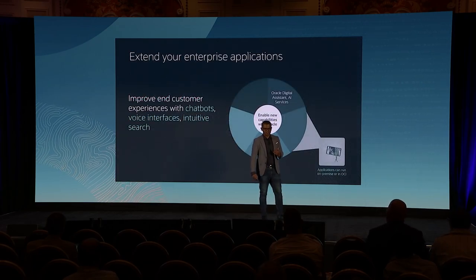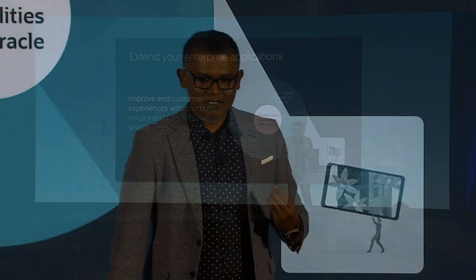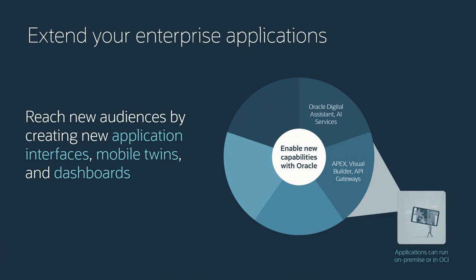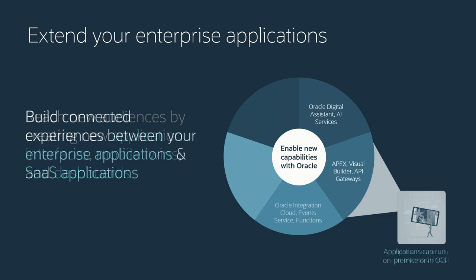So how can you extend your enterprise applications, and what can you do? One thing is you can choose to improve end customer experiences with chatbots and voice interfaces, and we have a set of AI services that can sit on the perimeter and extend your apps very carefully, be it Oracle Digital Assistant or our AI services. Second, you can choose to carefully change the user interfaces and front ends of your web applications, especially if you're on top of Oracle database. We have done this internally and use Apex as a method to start moving in that direction. Three, you can build connected experiences and power some of the things that Xerox is doing.